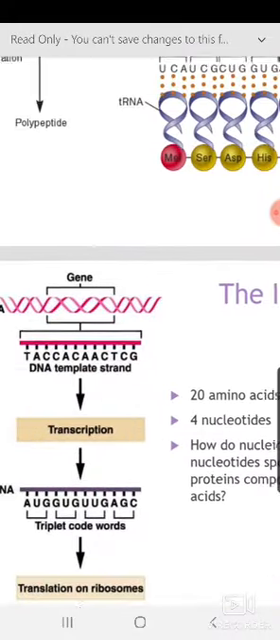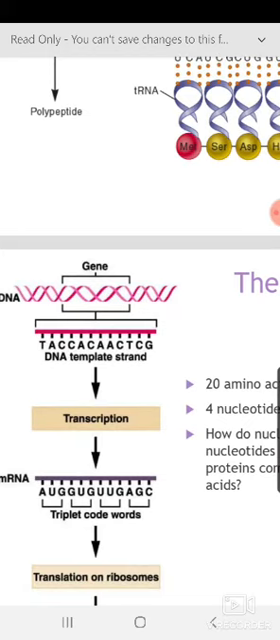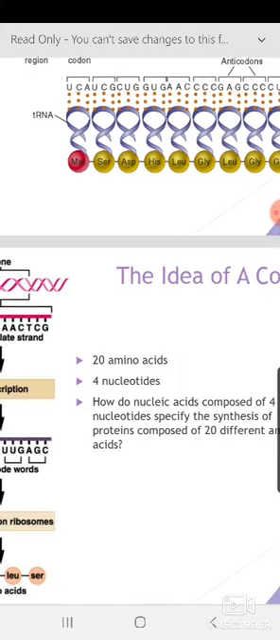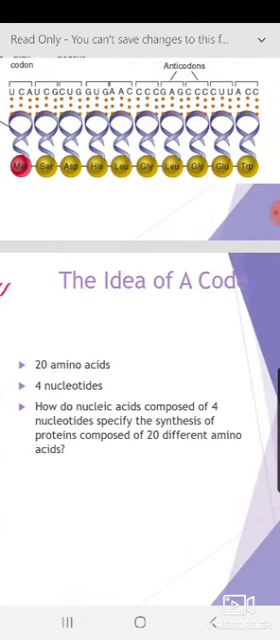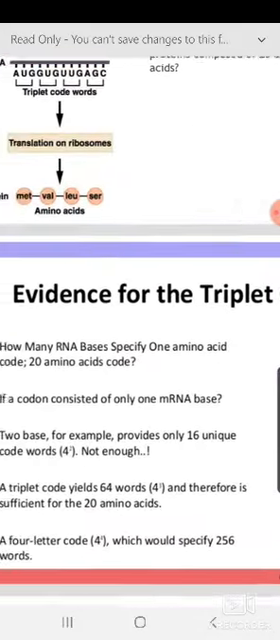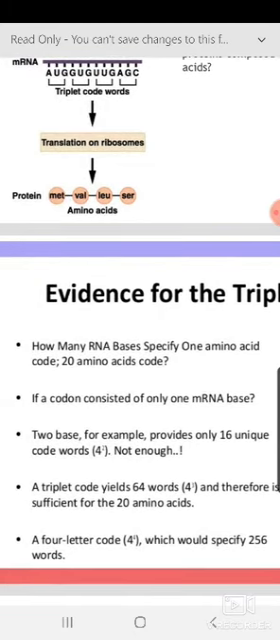Now look at this one. A DNA base sequence might specify an amino acid sequence in many conceivable ways. We know that there are 4 nucleotides, and we know that there are 20 amino acids. Now how does a nucleic acid composed of 4 nucleotides specify the synthesis of a protein composed of 20 different amino acids? That means, how many RNA bases specify one amino acid? That is our question here.